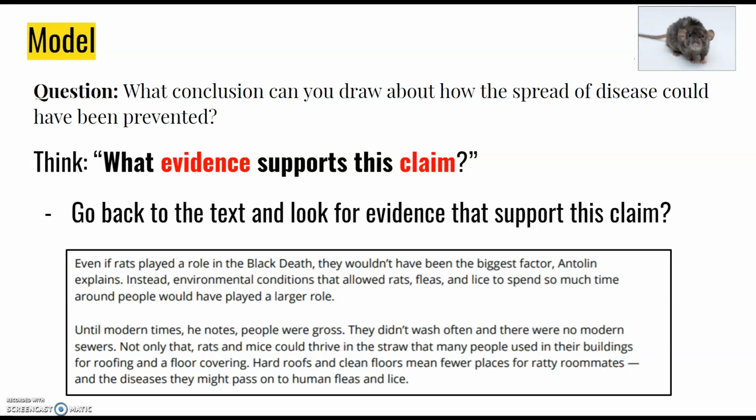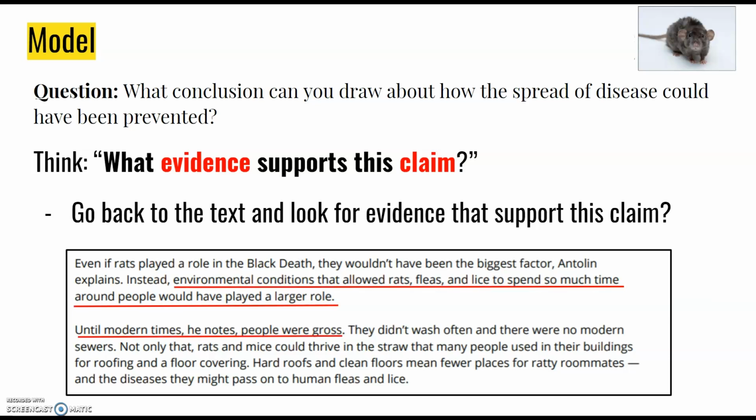So, what evidence supports the claim? I'm going to go back to the text and look, but I'm going to have you pause the video and try to find evidence within this little section that proves the claim about how the spread of the Black Death or the disease could have been prevented. So, there are 2 sentences worth of evidence.